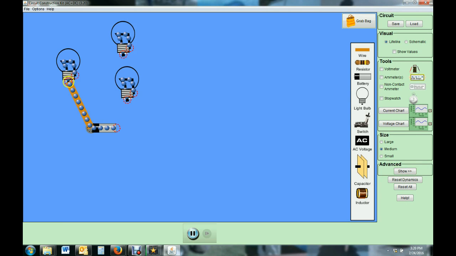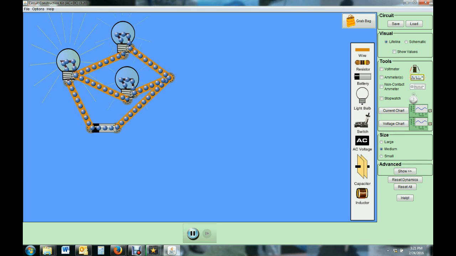We have out of the battery into a single bulb, out of that single bulb into two bulbs in parallel. Out of the two bulbs in parallel, and then back into the battery. So the single bulb there would be bulb A, and the other two are B and C.